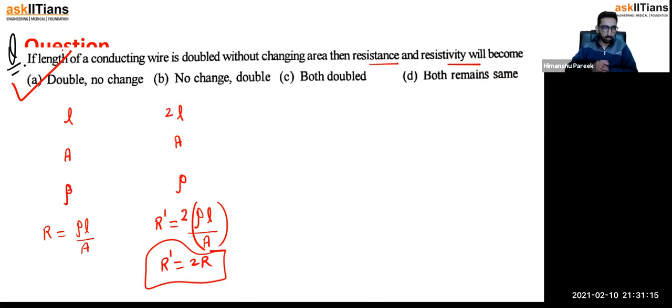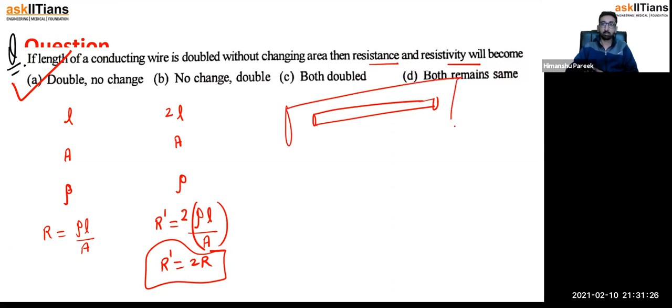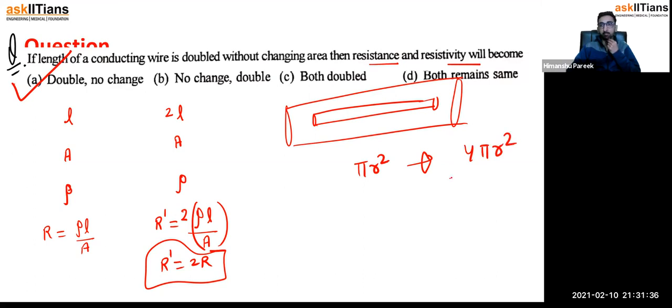Instead of this, they might give you the radius as well. Suppose we have a wire, and for that wire, let's say we made the radius double. In that case, what will happen to the area? It will become 4 times, because of pi r square. When you make the radius double, it becomes 4 pi r square. So the area ultimately, if it was A in the beginning, the cross-sectional area would become 4A.